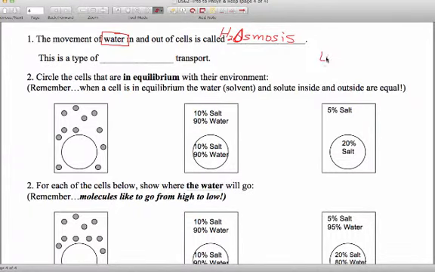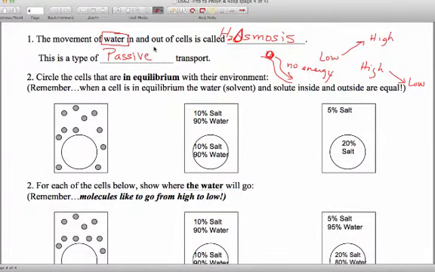Remember, things can either go from low to high, or they can go from high to low. Now, if things are going from high to low, it's like rolling a ball down a hill. So if this is my hill and I have my ball here, it's going to roll freely and it takes no energy. If water is moving into and out of a cell and it doesn't require any energy in order to do that, we're rolling the ball down the hill or we're going from high to low. This is a form of transport that does not use energy, and it's also known as passive transport.